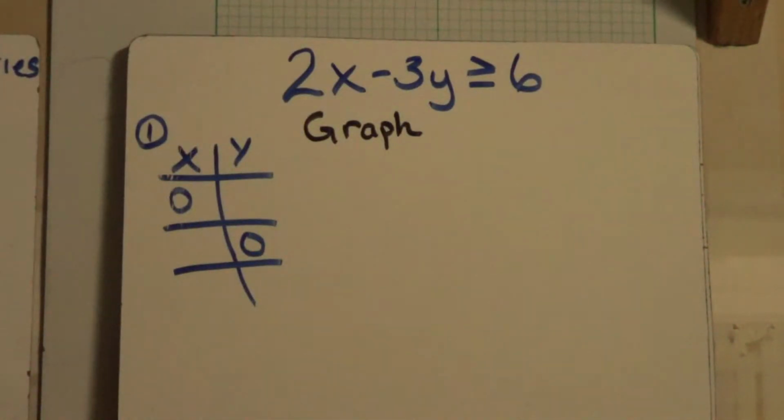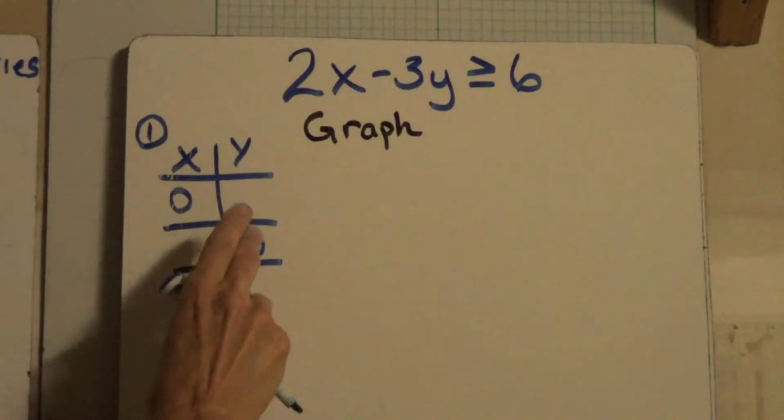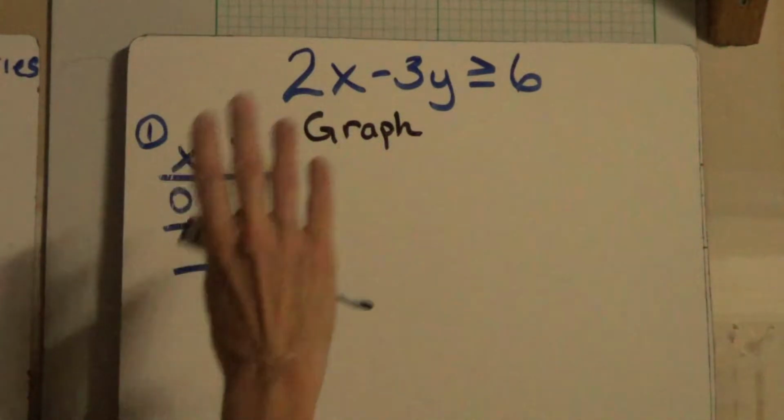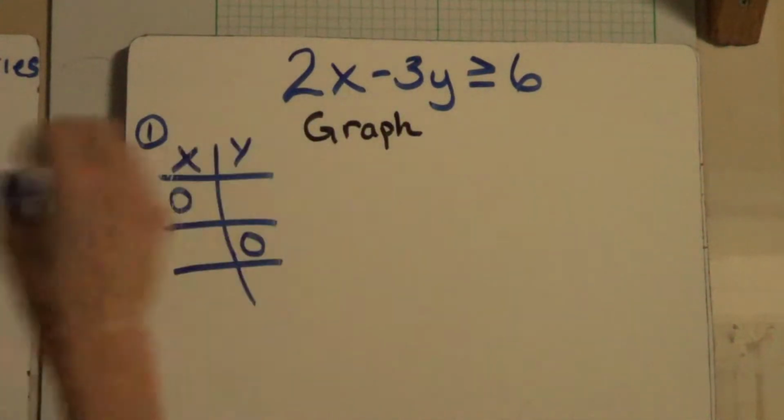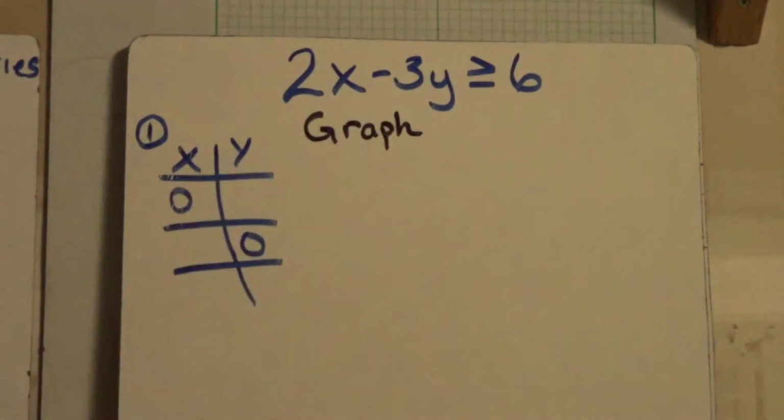So we come to our first problem. 2x minus 3y is greater than or equal to 6. So the first thing that I tell you to do is plug in for when x is 0 and y is 0 and then one other point and graph it. So it's just like graphing the equality with two variables.